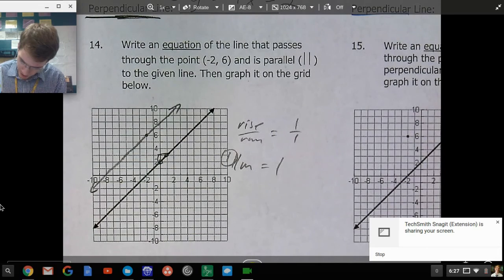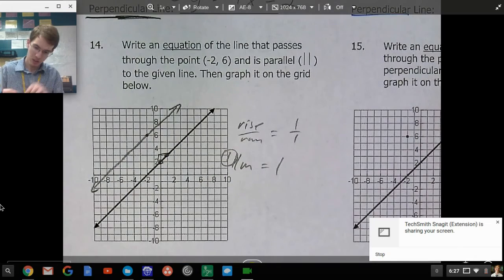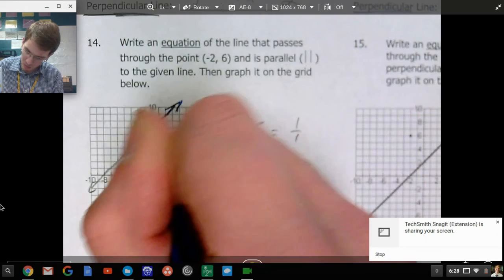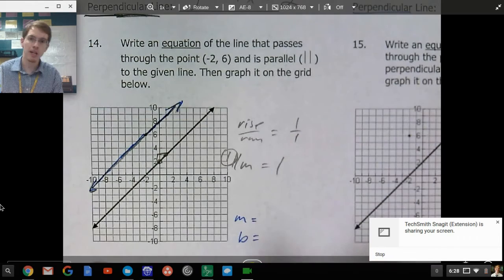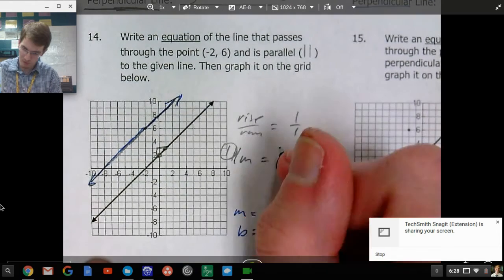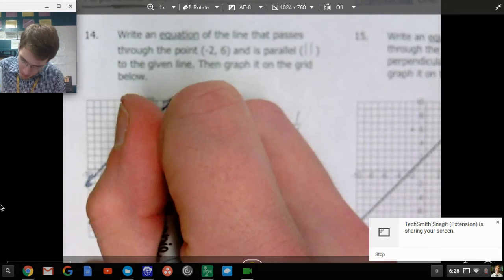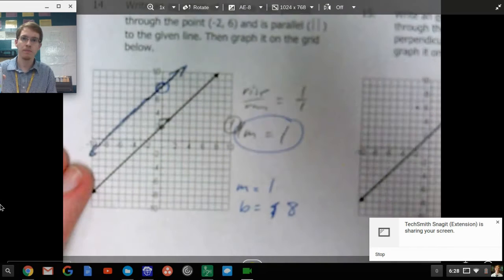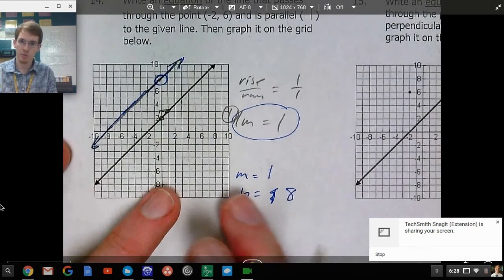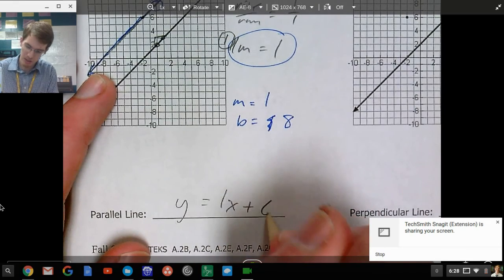Now that I've done that, what is the equation of that line I just drew? I made it where it would stand out. What's the slope of that line, and what's the y-intercept? The slope, we just said, is 1. The y-intercept is that point right there. It's 0, 8. So 8. So if our slope is 1 and our y-intercept is 8, then the equation of our parallel line is y equals 1x plus 8.